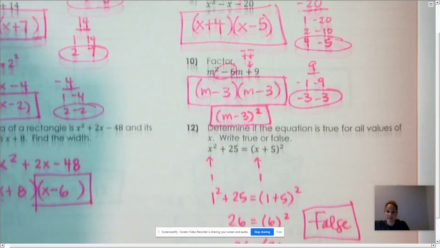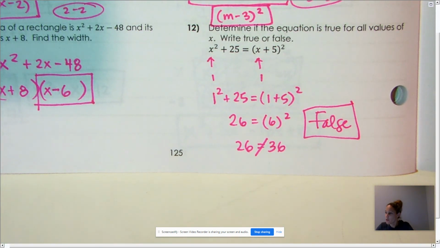Oops, sorry. That is your notes for your Unit 11 review.